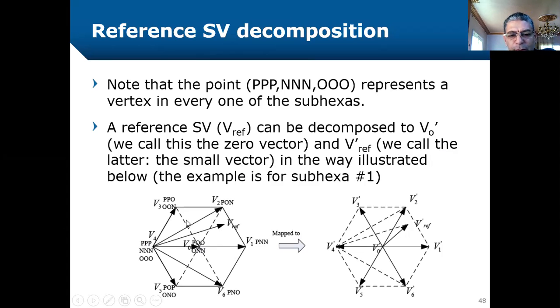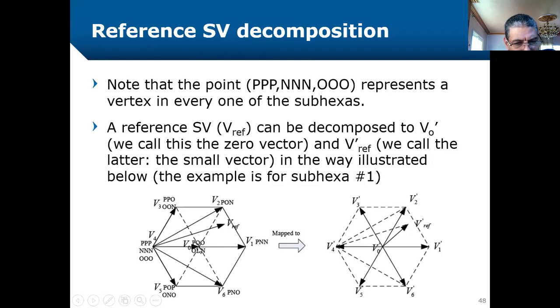We will call this one the small vector. Please remember this name. And this one can be identified from the coordinates of this point. For any subhexa, we will have a local center, and this local center has definite and known coordinates for V alpha and V beta. So this vector is entirely defined for any reference space vector. Only this we need to calculate. And the calculation of this also is straightforward.